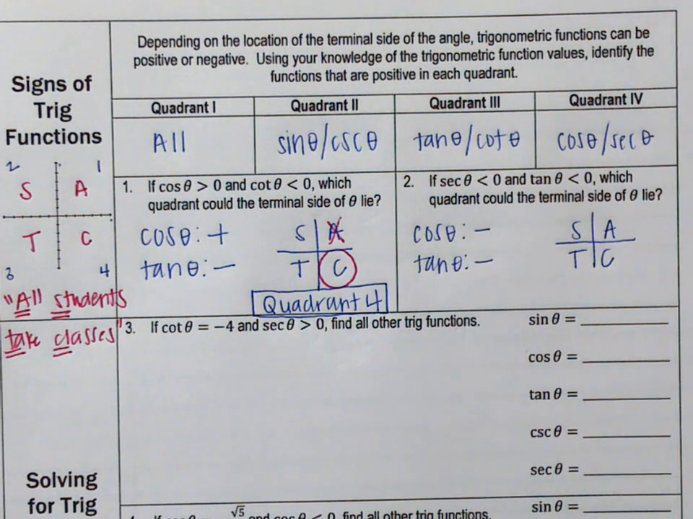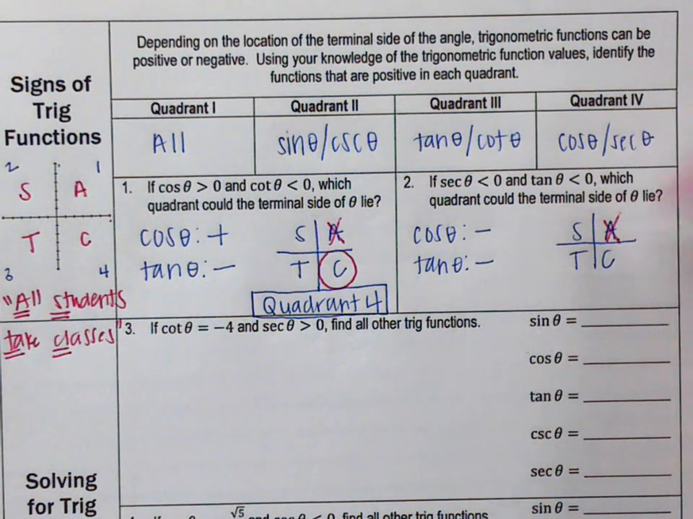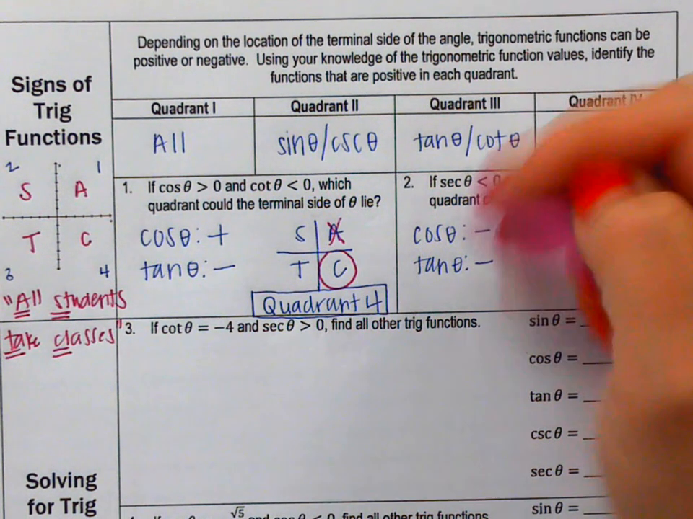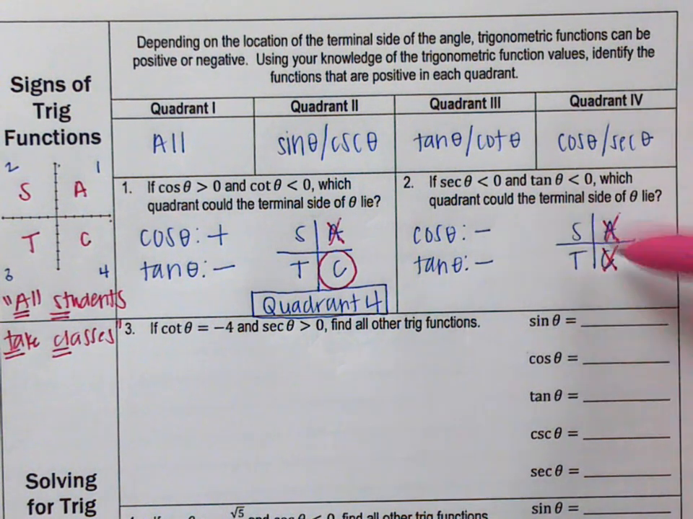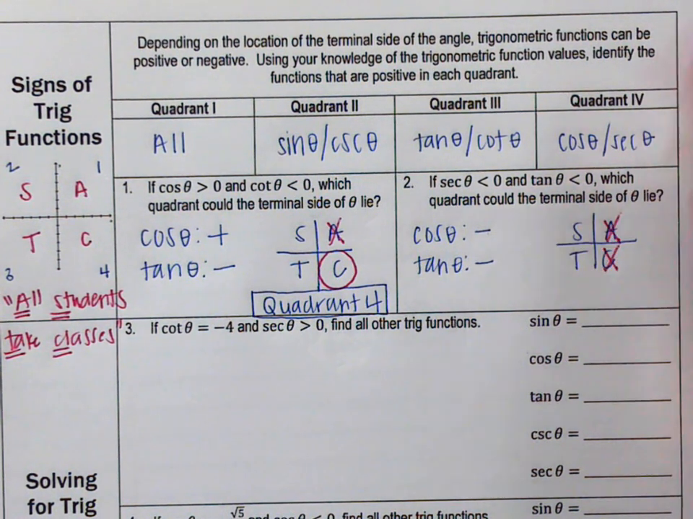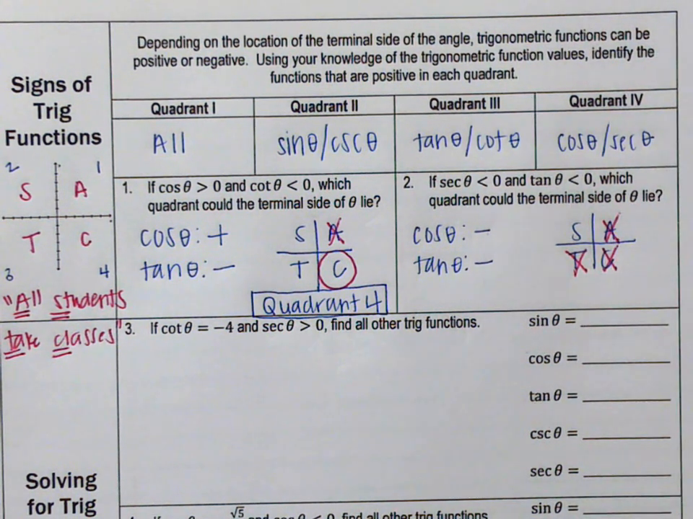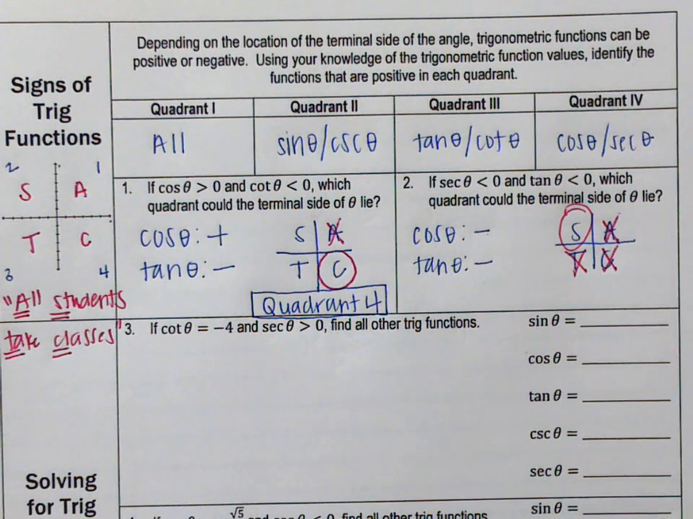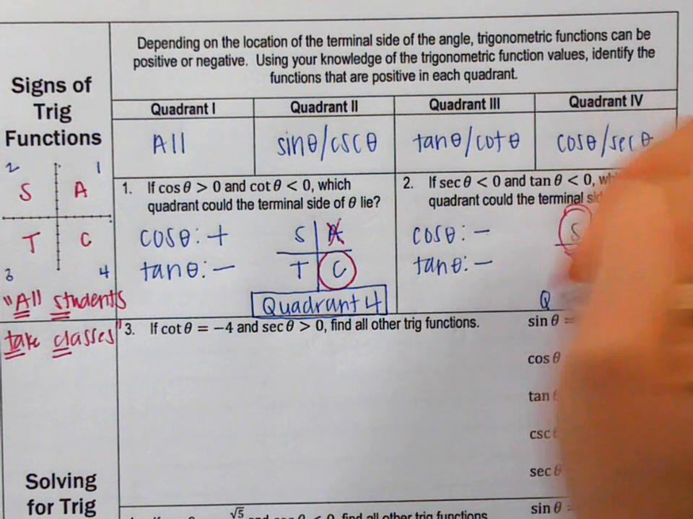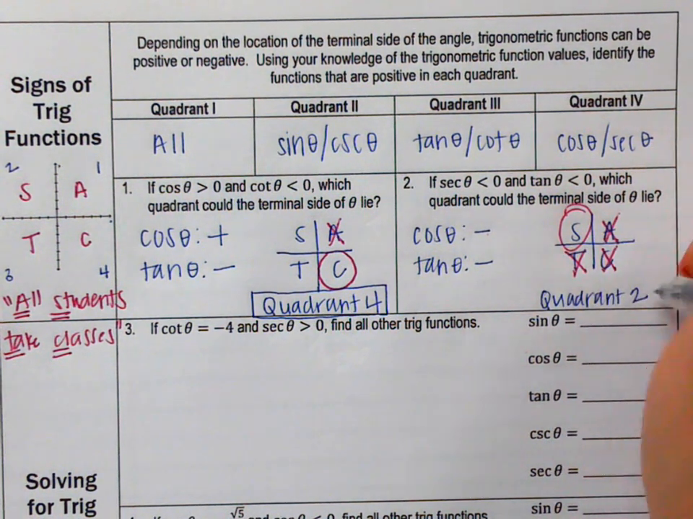So we know, okay, it's definitely not quadrant 1 because we have two that are negative, and in quadrant 1, everything's positive. It's not quadrant 4 because in quadrant 4, cosine is positive, and here we have it negative. It's not quadrant 3 because tangent is negative, and we know in quadrant 3, tangent is positive. So it has to be quadrant 2. So process of elimination there gives us quadrant 2.